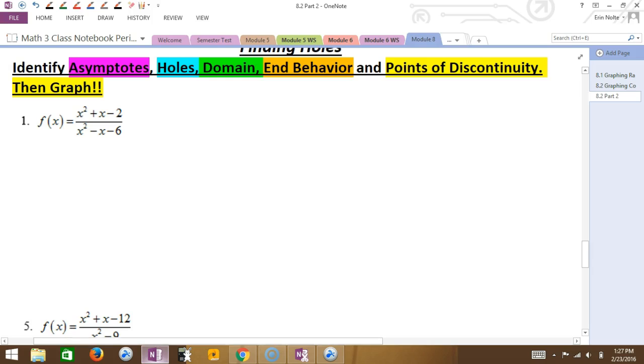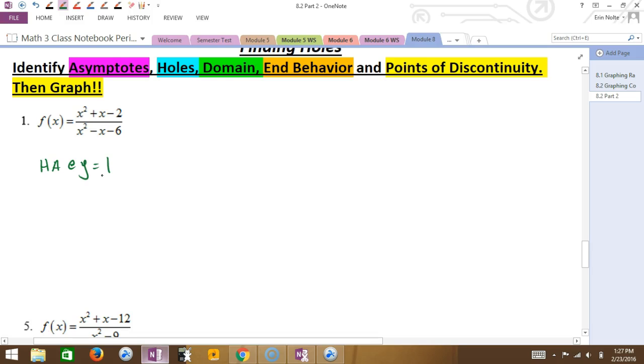Horizontal asymptotes. Where is my horizontal asymptote? Is it bigger on top, bigger on bottom? Same, so therefore? 1.